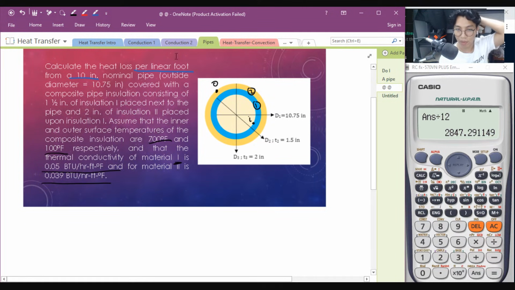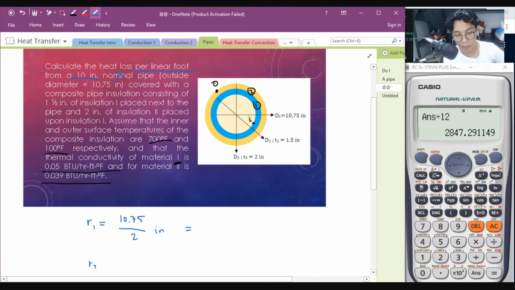So, is it confusing? Well, actually, this is how you solve it. First, we have to determine R1. Where is R1 there? What did it say? Will you use the nominal? Don't ever use the nominal size. What you will use is the outside diameter of the piping. So, the outside diameter of the piping is 10.75. But it says diameter there, ha? So, divide it by 2. It will be in inches.